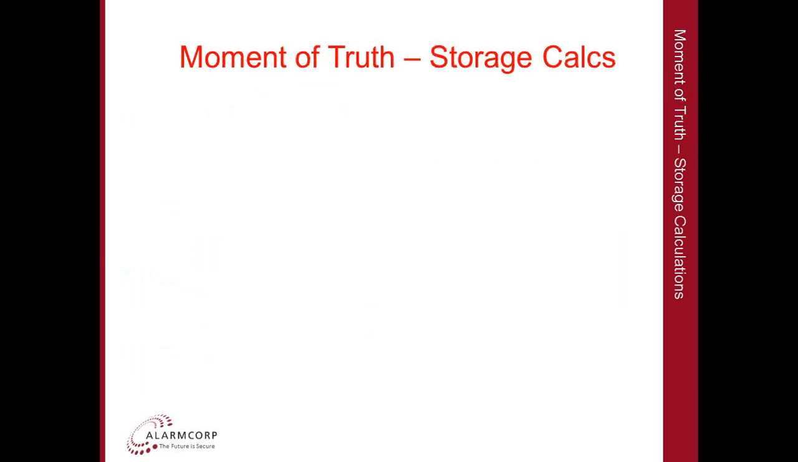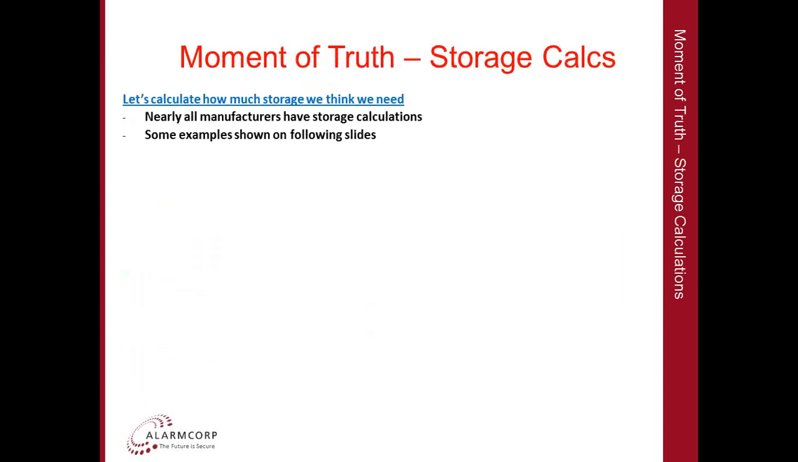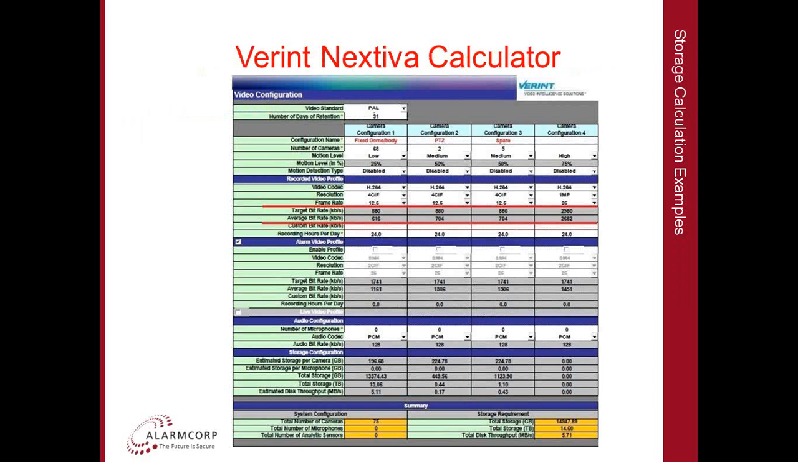Moment of truth: storage calculators. Let's calculate how much storage we think we need. Nearly all manufacturers have storage calculations, and we see some examples on the following slides. Here we have the storage calculator for the Verint Nextiva system, and you see in the bottom right-hand corner in the yellow tabs, for the specified configuration with 31 days, 68 fixed cameras, 2 PTZs, and 5 spare inputs at the nominated recording rate of 12.5 images per second, for 31 days we need about 14.6 terabytes. So this is one example of a storage calc.